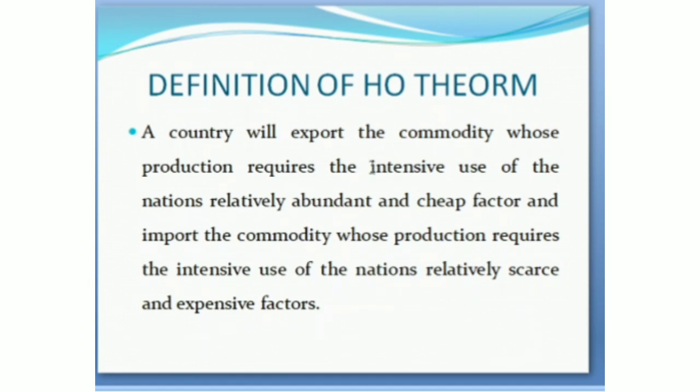Definition of the Heckscher theorem. According to Heckscher-Ohlin, a country will export the commodity whose production requires the intensive use of the nation's relatively abundant and cheap factor, and import the commodity whose production requires the intensive use of the nation's relatively scarce and expensive factors. That means a country whose production is cheaper can produce and export those commodities to other countries and can import those commodities which are expensive to produce.